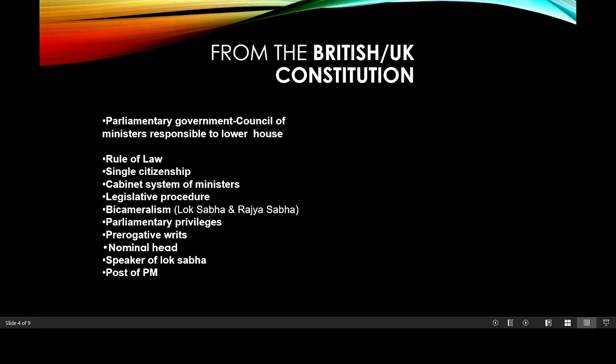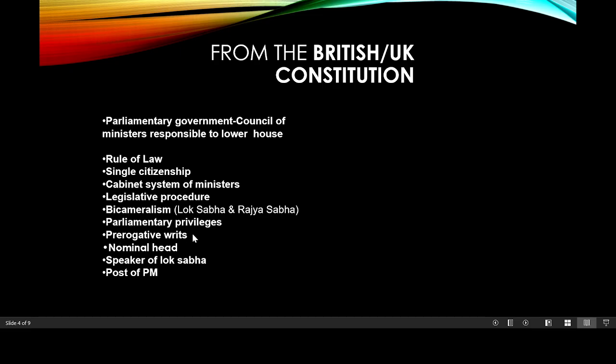Then the cabinet system of ministers, which also comes from the British Constitution. Here you have to remember one more thing: they have a shadow cabinet system also, but in India we don't have a shadow cabinet. And the word cabinet was mentioned for the first time in the Indian Constitution during the 44th Amendment 1978. Next, legislative procedure. Bicameralism, that is Lok Sabha and Rajya Sabha, which means two houses in our parliament.